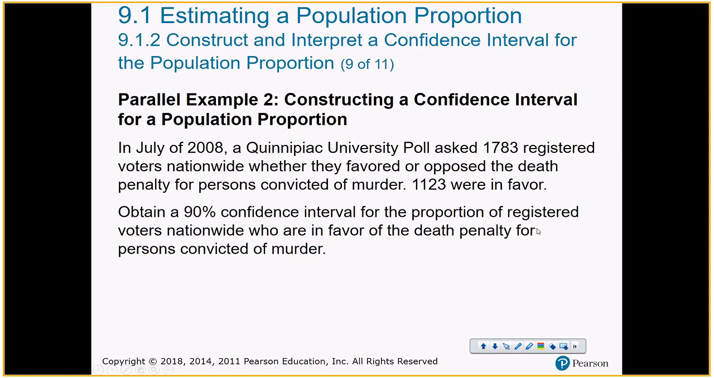Same one we had before, and they want a 90% confidence level. I'm sorry, they want a 90% confidence interval based on a 90% confidence level. I don't like the way they got that. Okay? So they want the confidence interval based on a 90% confidence level.